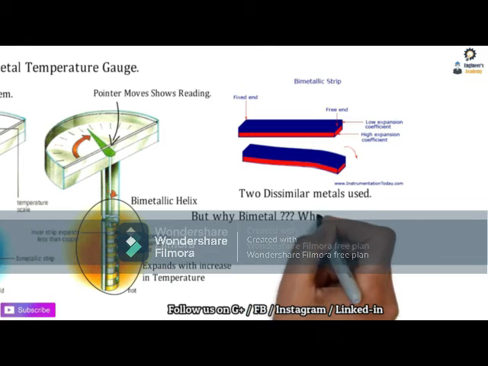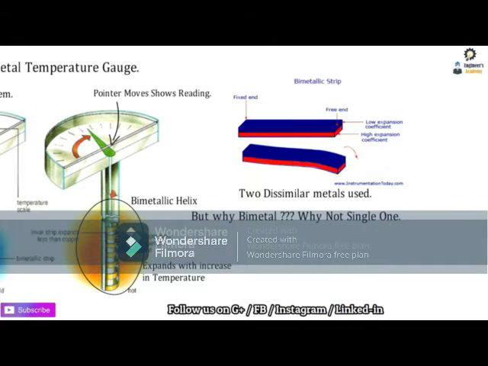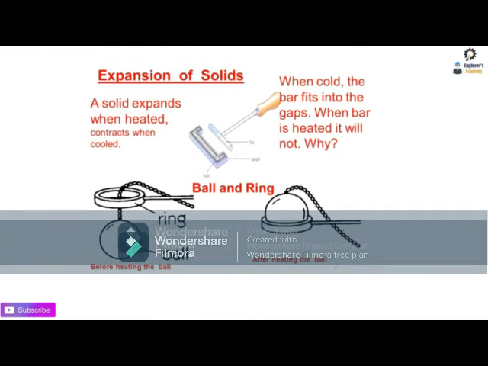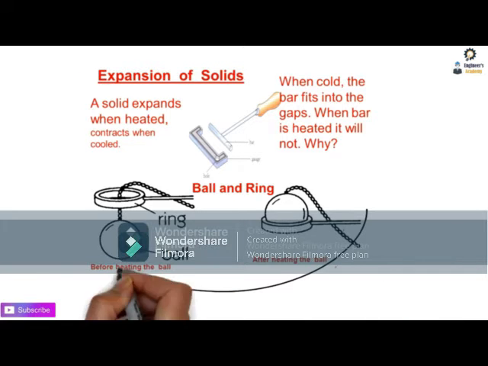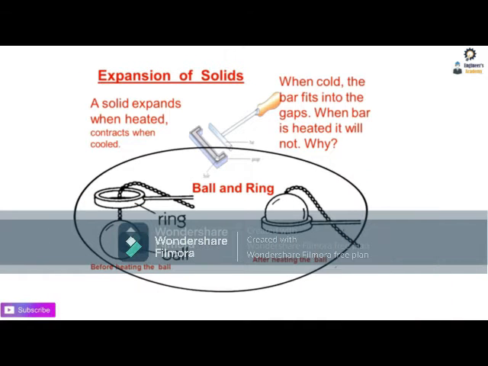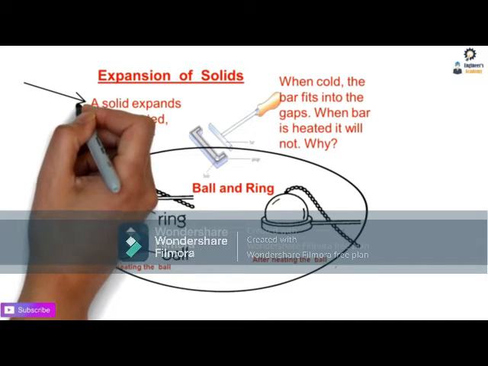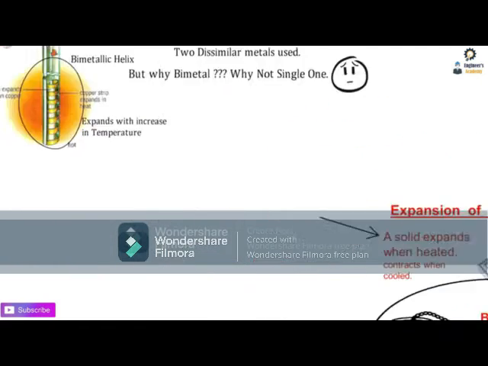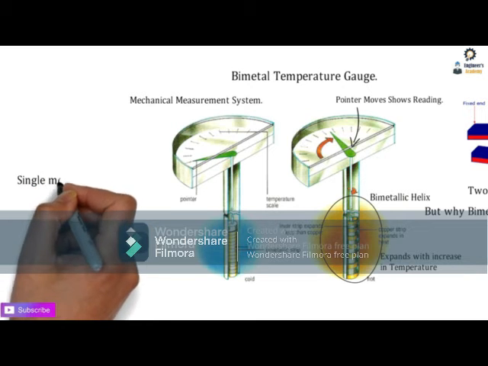So guys, but why does this bimetallic strip consist of two different metals? Why not a single metal? So guys, let's go into history, where an experiment was conducted. This is the ball and ring experiment. Whenever we heat the ball, at first it passes through the ring easily, and after heating it won't pass through the ring. So through that experiment we can understand that a solid expands when heated and contracts when cooled. So guys, this is the basic principle behind the working of the bimetallic temperature gauge.